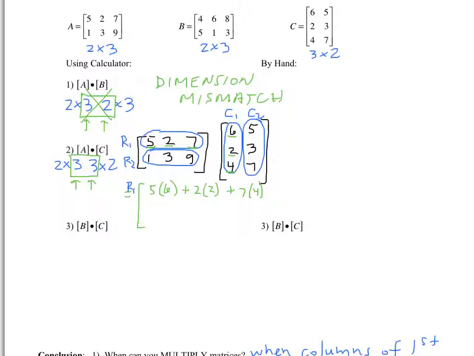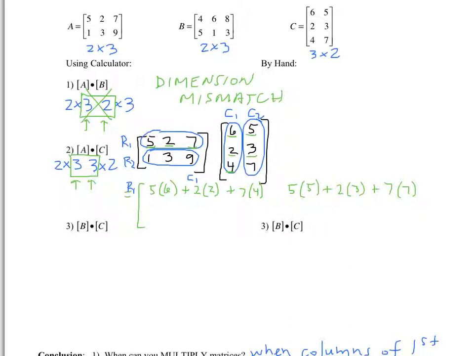This value goes in row 1, column 1 of our product matrix. Okay? So now we have to do it again. This time I multiply row 1 times column 2, and that's going to go in position row 1, column 2 of our product matrix. So this time it's 5 times 5, the first elements get multiplied, plus the second elements, 2 times 3, plus the last elements multiplied, 7 times 7. So that is row 1 times column 2.